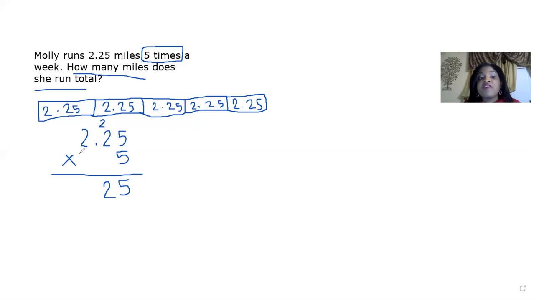I know a lot of students are very confused with this decimal point when they see it and they think it's a big thing, like, I can't work with it. You actually can, because you just ignore it until the very end. So we will ignore it for now. 5 times 2 is 10, plus 1 is 11. And as far as the decimal point, the way it works is you look at your original problem. Here we have 2 digits behind the decimal point in our original problem. So your answer also needs to have 2 digits behind the decimal point. So in a week, Molly runs 11.25 miles.